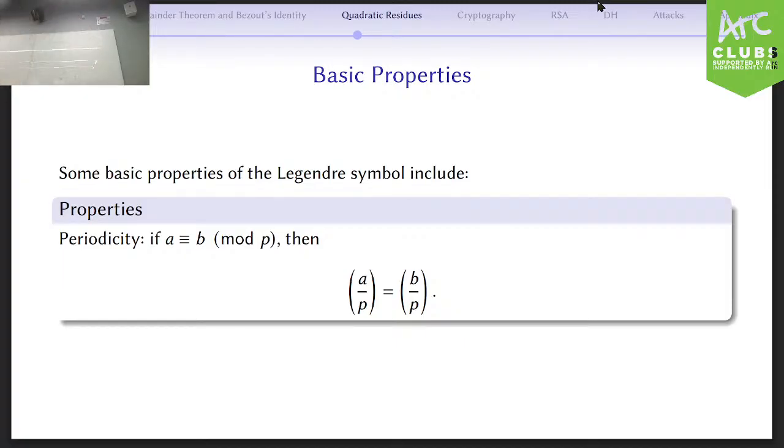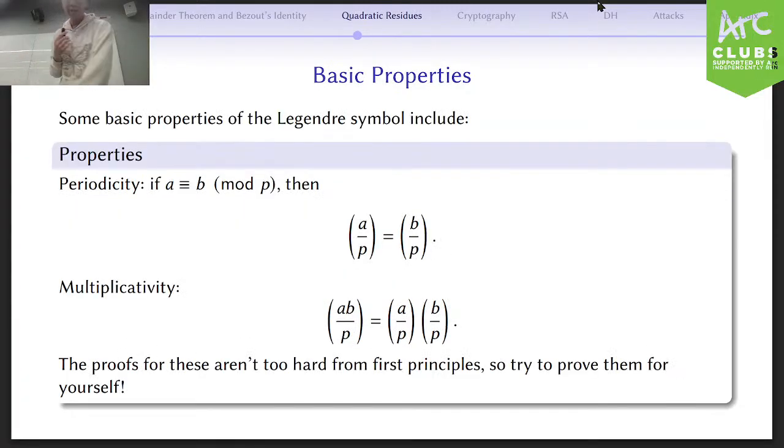So some basic properties, these are not too bad. If you remember from modular arithmetic, if a is congruent to b mod p, then in the Legendre symbol, a on p is also equal to b on p. Notice that we get rid of the congruence here because this is actually a function now. We're not taking it mod anything.